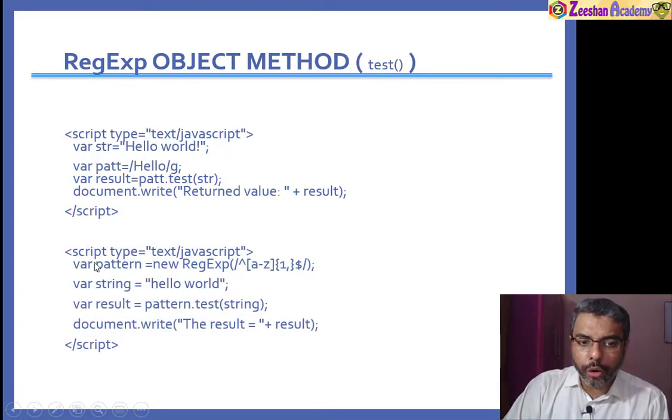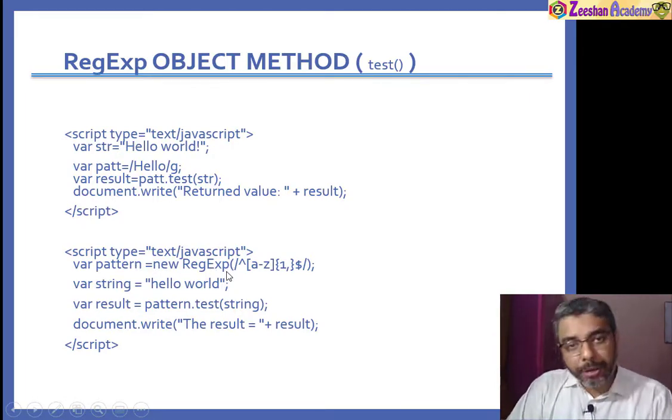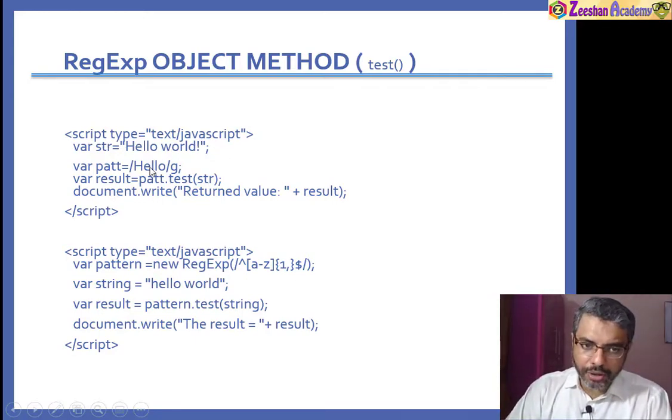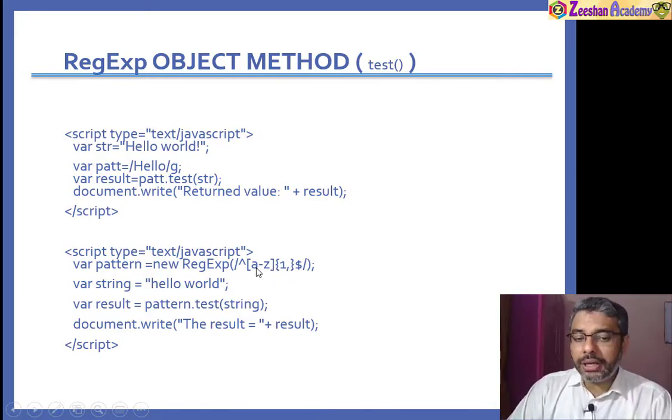We can also do it in a different manner. For example, variable pattern is equal to new RegExp, pattern, and you can use this as well. This was a simple literal form. This is another way. Okay. So we create a regular expression, quotations, caret operator, bracket start A to Z, $1. So this basically means it must have one character and it must be between A to Z. Okay. So we have bound this particular expression.